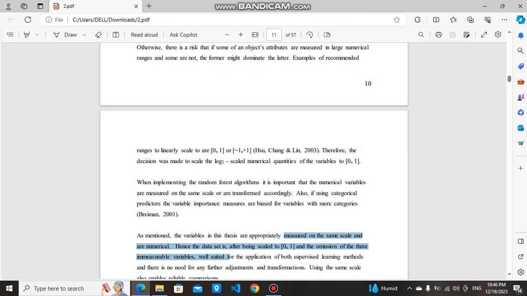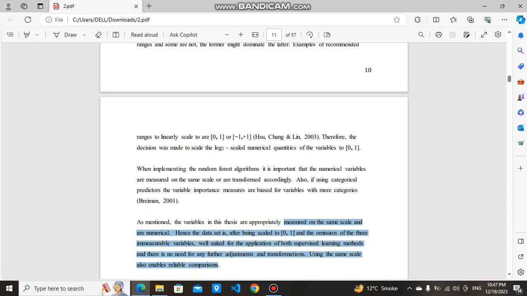And the data set, after being scaled to [0, 1] and the omission of the three immeasurable variables, is well suited for the applications of both supervised learning methods. There is no need for any further adjustments and transformations. Using the same scale also enables reliable comparisons.